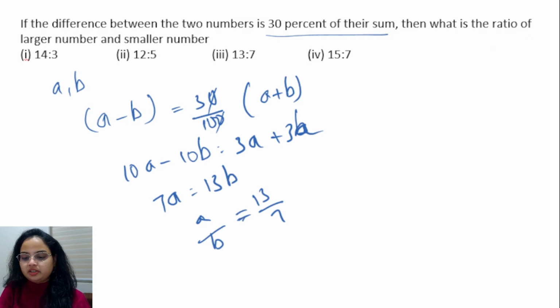Now what is the ratio of the larger number to the smaller number? This is the ratio 13 is to 7.